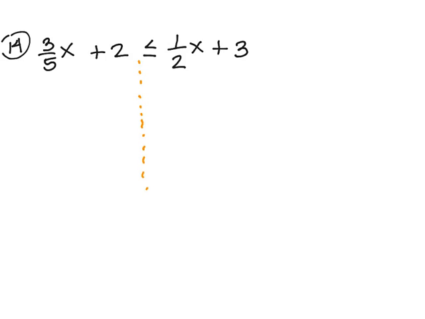14. 3 over 5x plus 2 is less than or equal to 1 over 2x plus 3. Gave you a fraction inequality. But we work fractions like we did with equations. How do I make them disappear? How? Multiply what? What are you multiplying? What do I need to make it disappear?